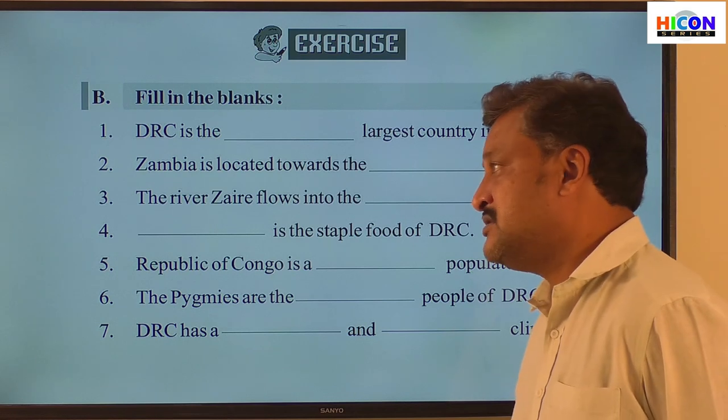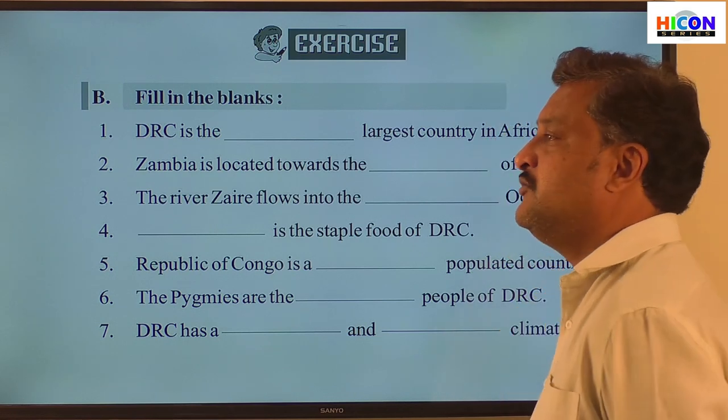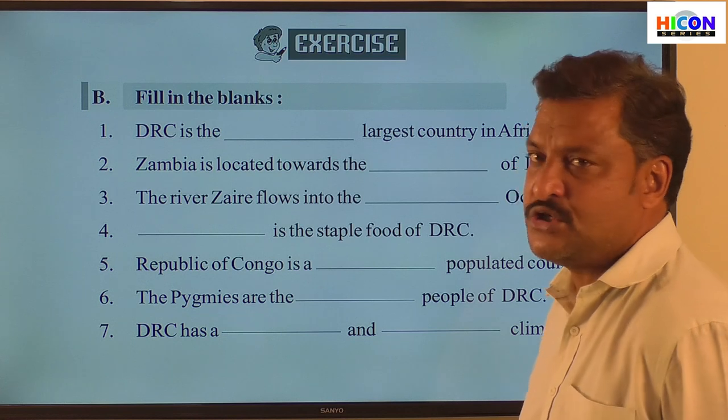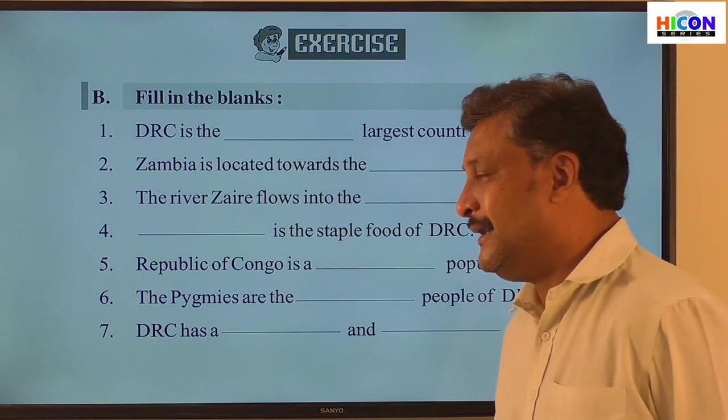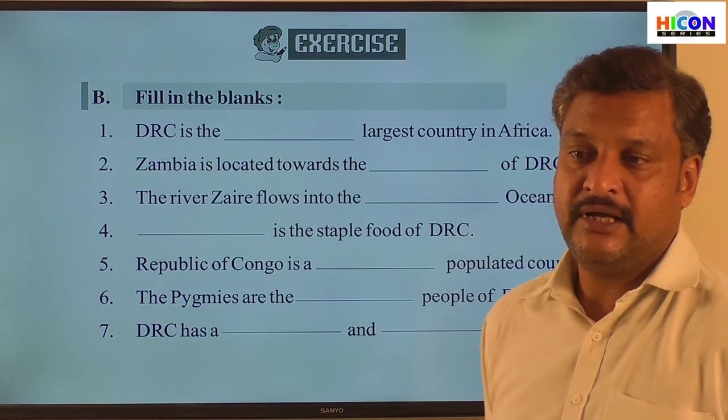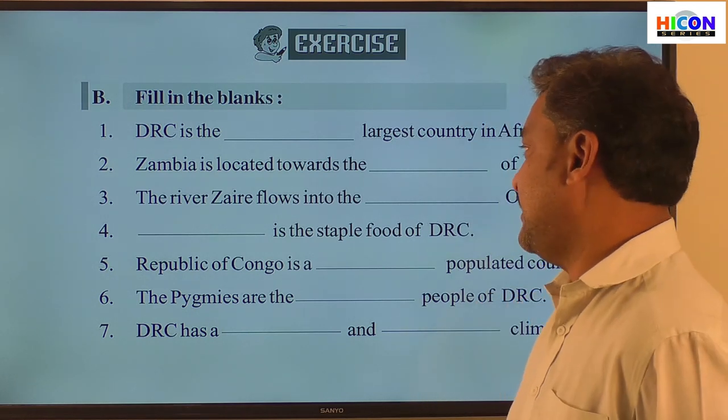And it covers almost the entire DRC, and it flows into which ocean at Matadi? Yes, it flows into the Atlantic Ocean. It flows into the Atlantic Ocean, right?